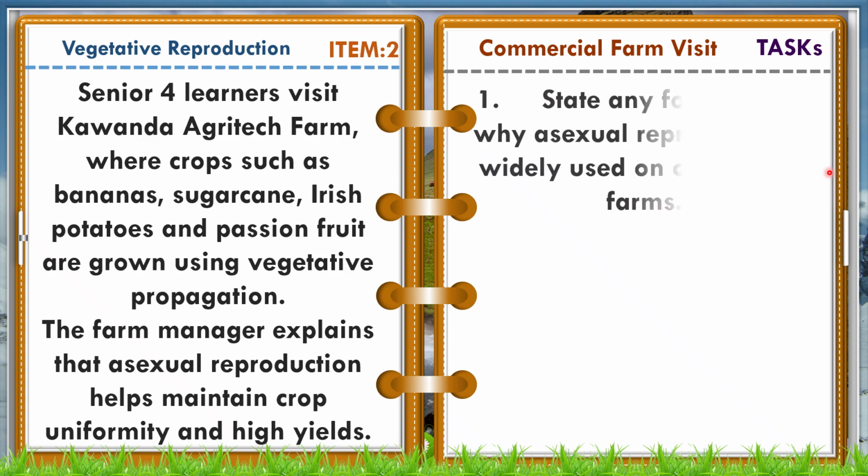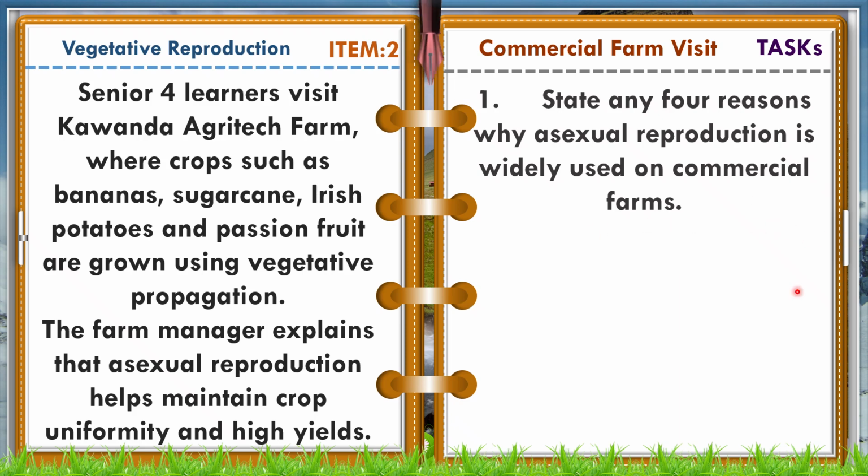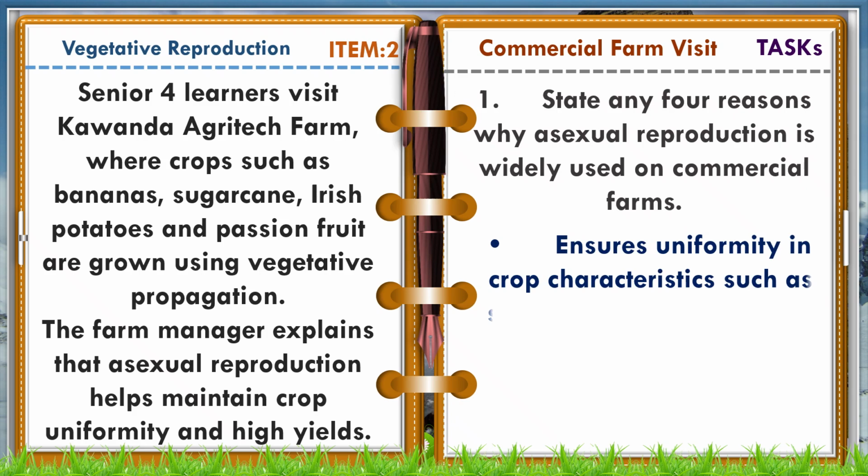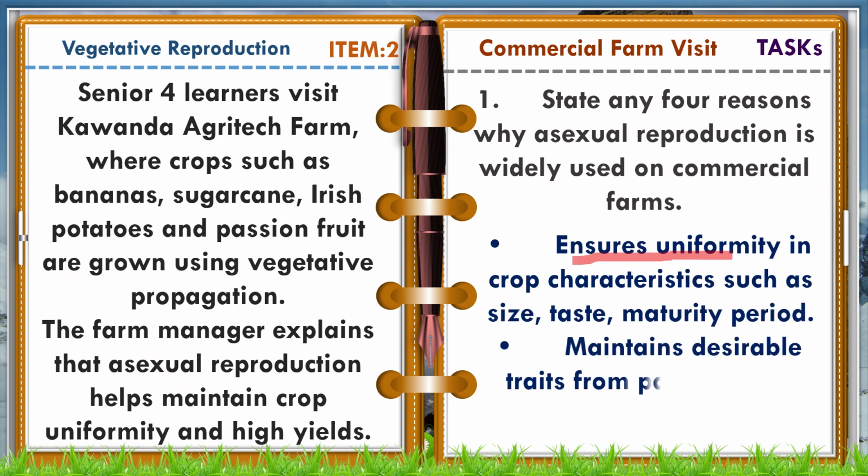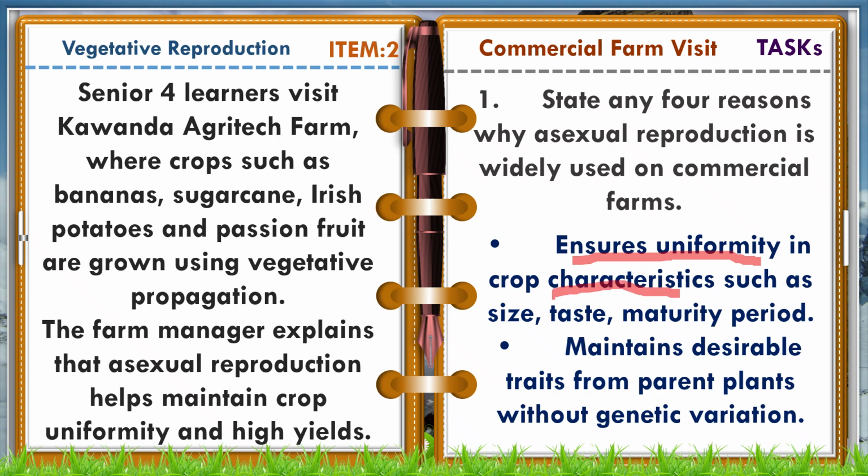Task: state any 4 reasons why asexual reproduction is widely used on commercial farms. It ensures uniformity in crop characteristics such as size, taste, maturity period, and it maintains desirable traits from the parent plants without genetic variation.